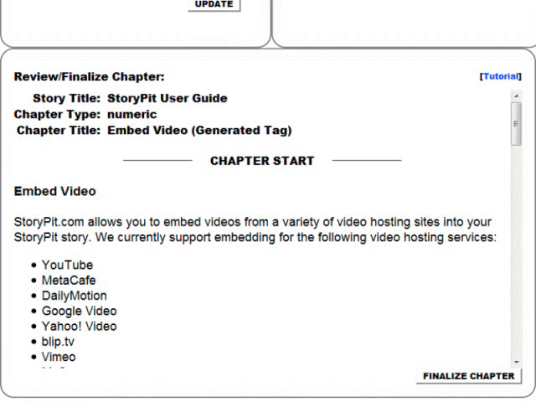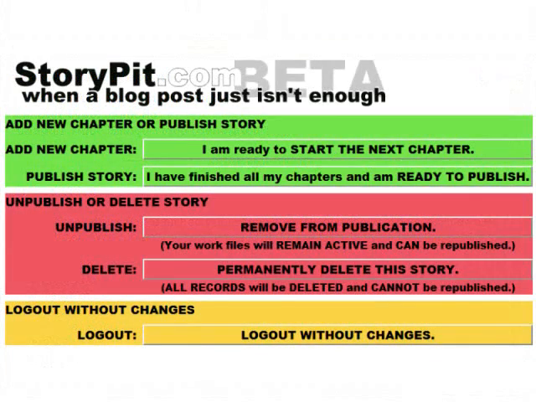At the bottom of the StoryMaker page is the Review Finalize chapter section. In this window, you can review your chapter text and preview the various formatting tags you may have placed in your chapter. After you are satisfied with the results, click the Finalize Chapter button to proceed to the next step. On the next page, you'll see the following 5 choices.